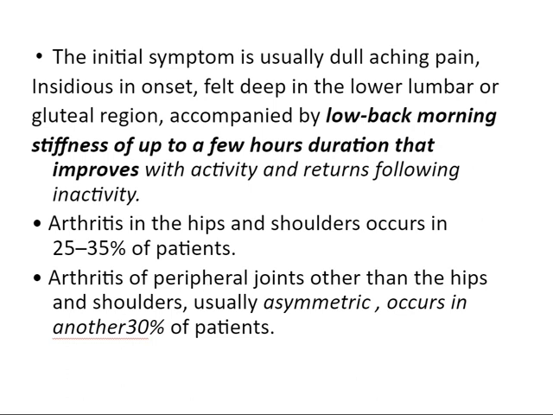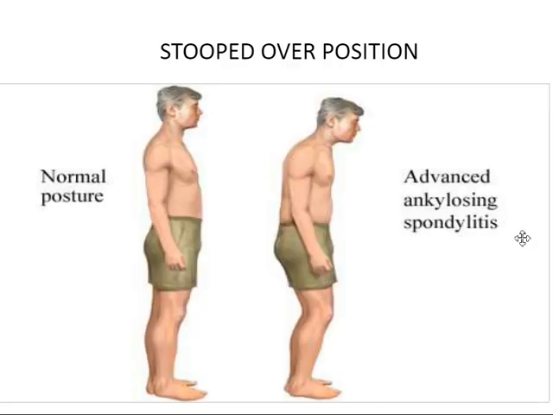Now we can just see the picture. This is the stooped over position of advanced ankylosing spondylitis. Because of the fusion of vertebral bodies, there is a decrease in the length of the spine, and the patient will be stooping forward. This is the stooped over position.